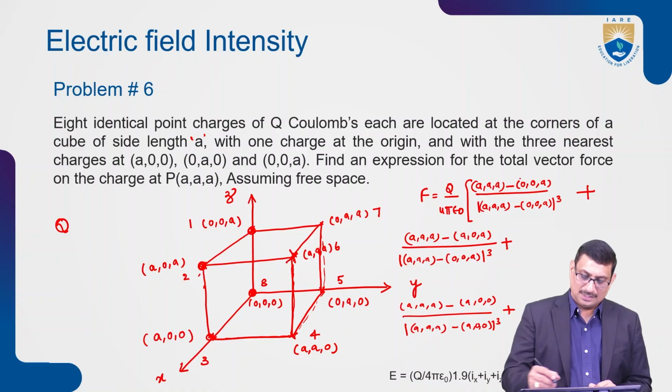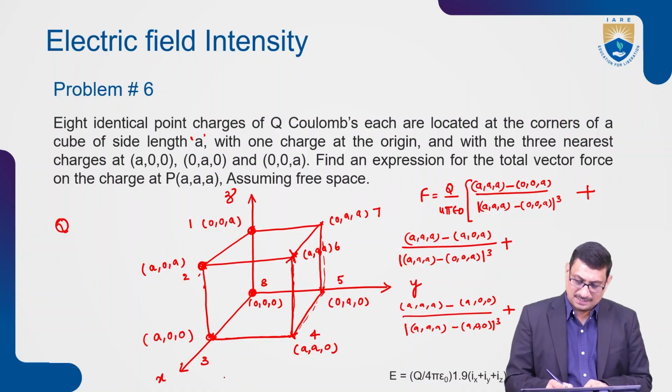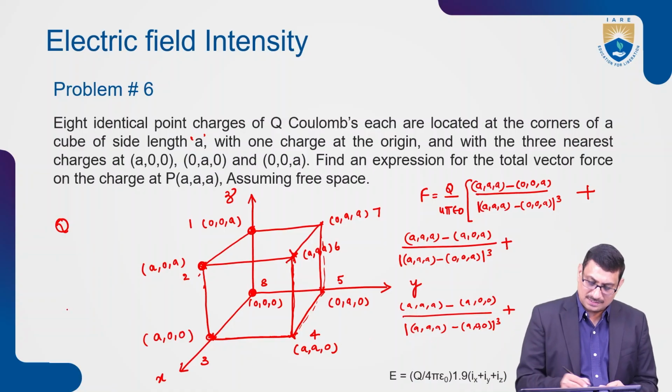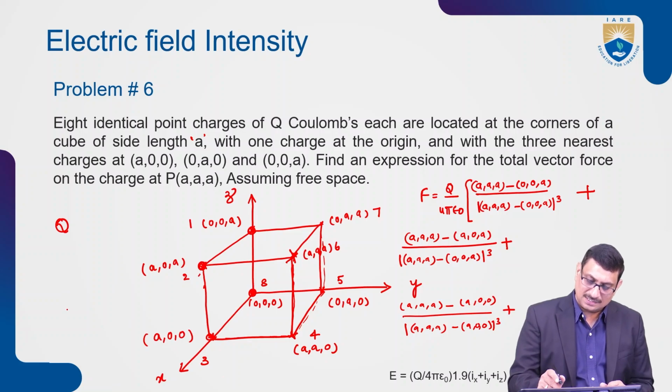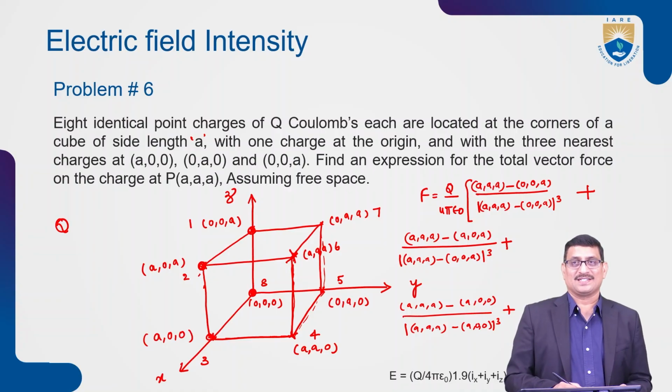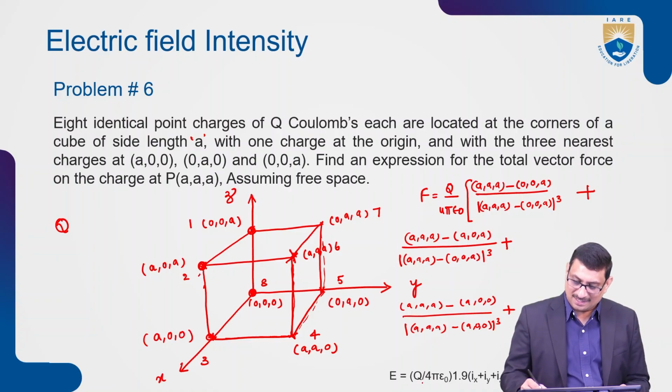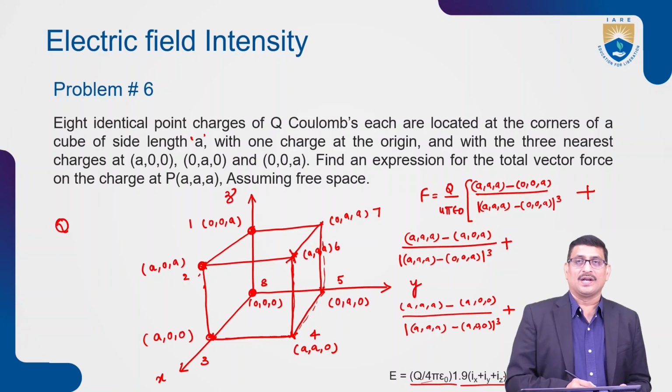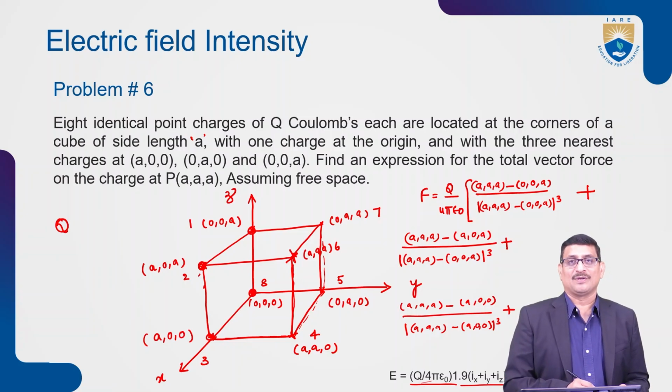This is for due to the first charge, second charge, third charge, and again the fourth charge, fifth charge, sixth charge, as well as the seventh charge. We will calculate all and start to simplify it. Then you may get the answer: the electric field intensity is given by Q divided by 4 pi epsilon naught into 1.9 into Ix plus Iy plus Iz.